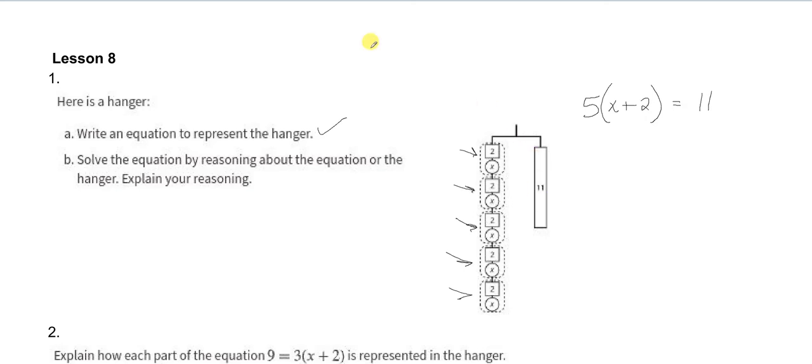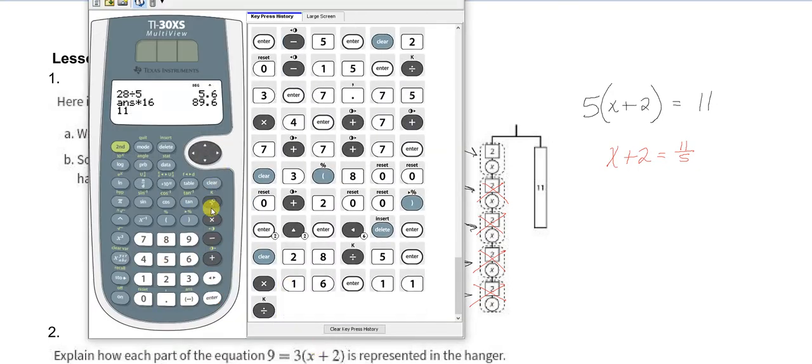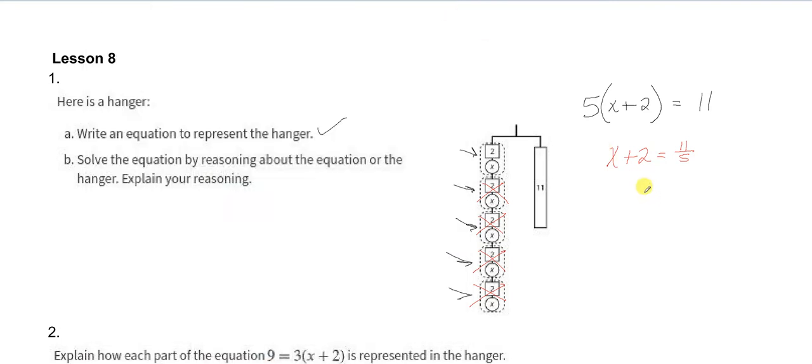Alright, so let's reason about this. So let's get rid of all of those groups except 1. So if 5 of those groups equal 11, then that means that one of those groups will equal 11 divided by 5. Alright, and so let's do 11 divided by 5 and see what that equals. 11 divided by 5 is 2.2. So x plus 2 equals 2.2.